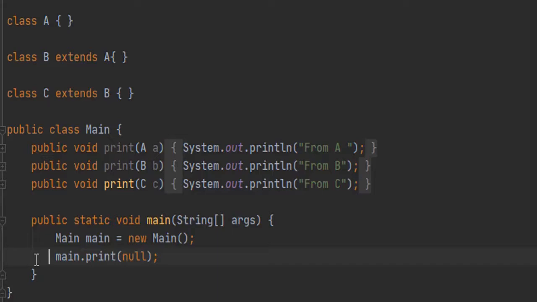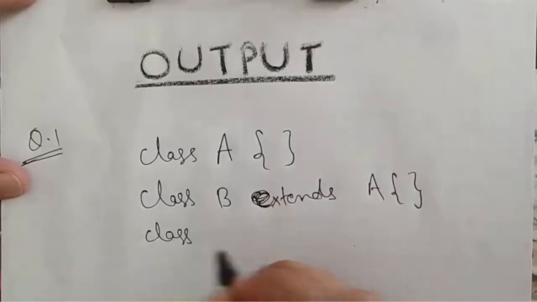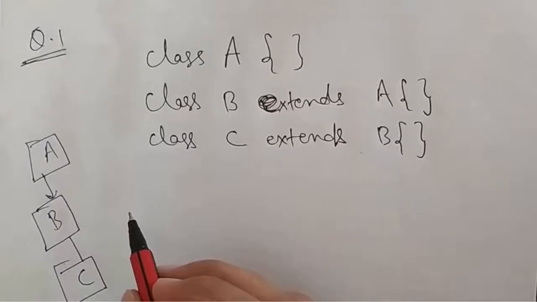This time the interviewer has given you a custom class case. This is the class A I am writing, class B and the class C. We call these types of questions hierarchy based overloading questions. Always try to design a hierarchy diagram for all your arguments and you will get clarity. In this hierarchy you can clearly see class C is the most specific among all.